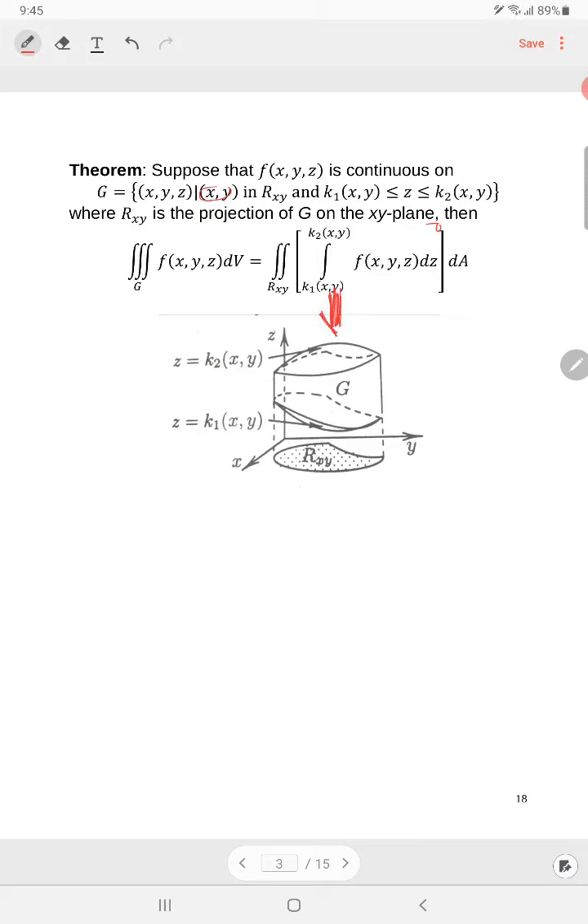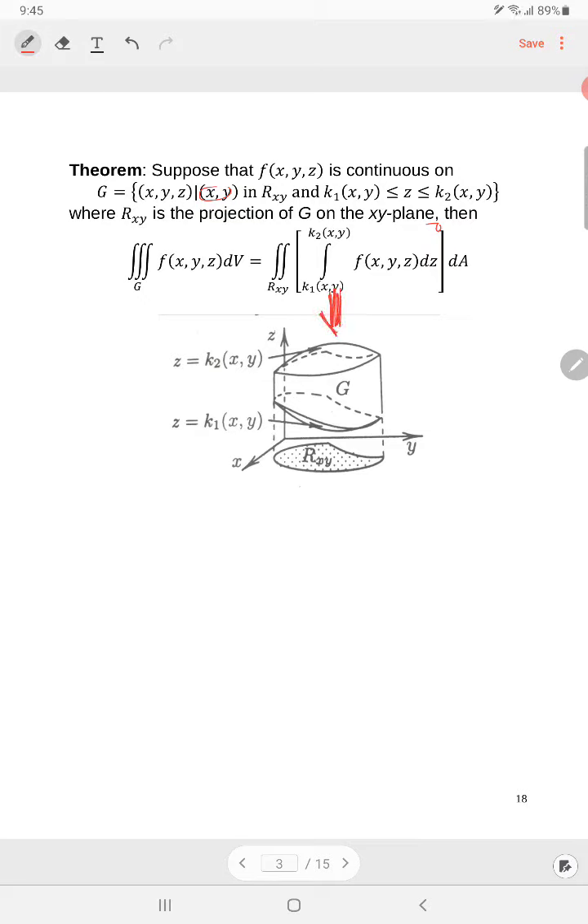You need to integrate with respect to z first, and the upper limit for z would be the top surface, and the lower limit for z would be the bottom surface. So the surface can be a function of x and y, or it can be a constant. Okay, so that is one kind of solid. Now let's look at another solid.